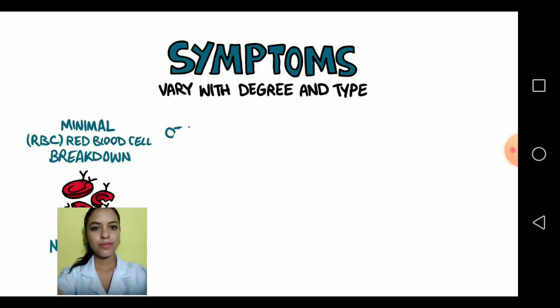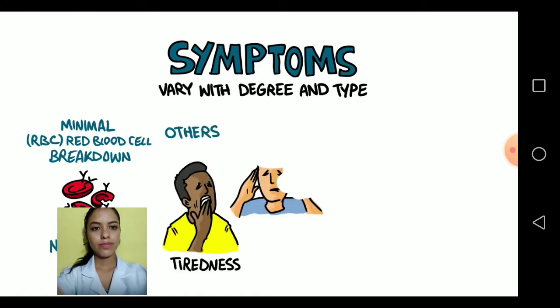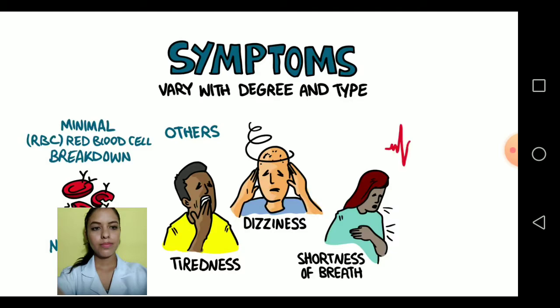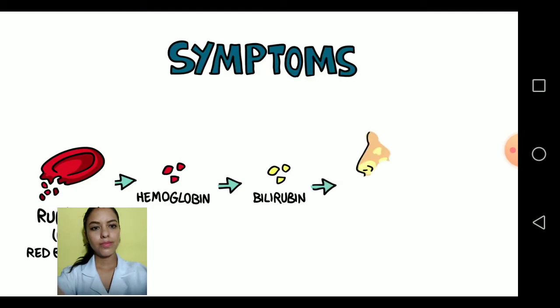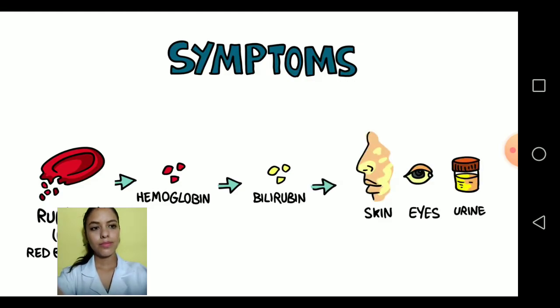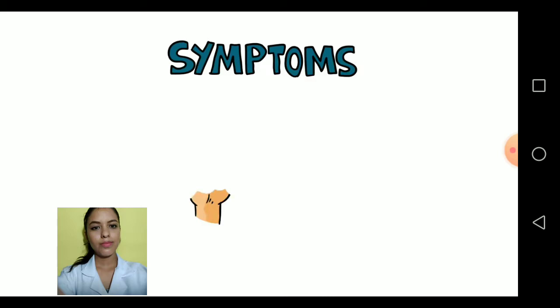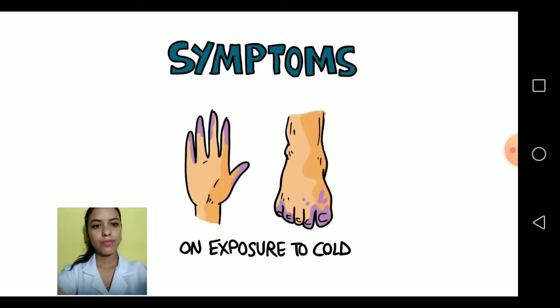The symptoms vary with the degree and the type of anemia. People with minimal RBC breakdown have no symptoms, whereas others report tiredness, dizziness, shortness of breath, and a feeling of racing heartbeat. When RBCs rupture, they release a red pigment called hemoglobin. This soon breaks down into a yellow pigment called bilirubin, which imparts a yellowish tint to the skin, eyes, and urine. The cold antibody type causes fingers and toes to turn purple on exposure to cold.